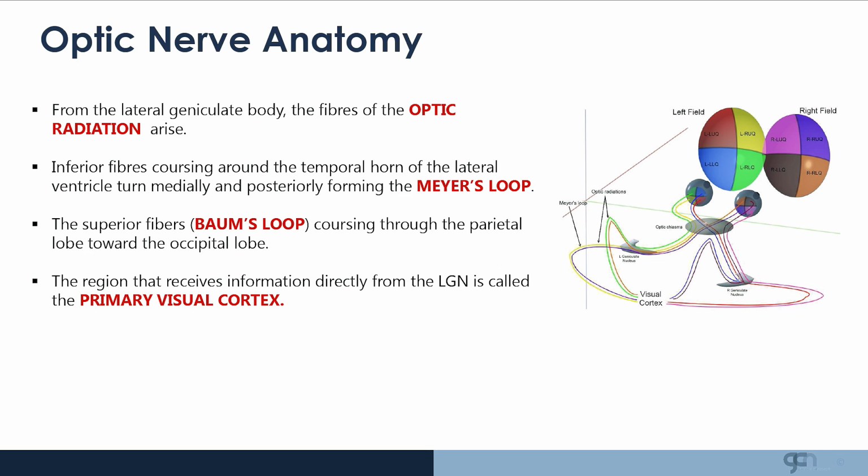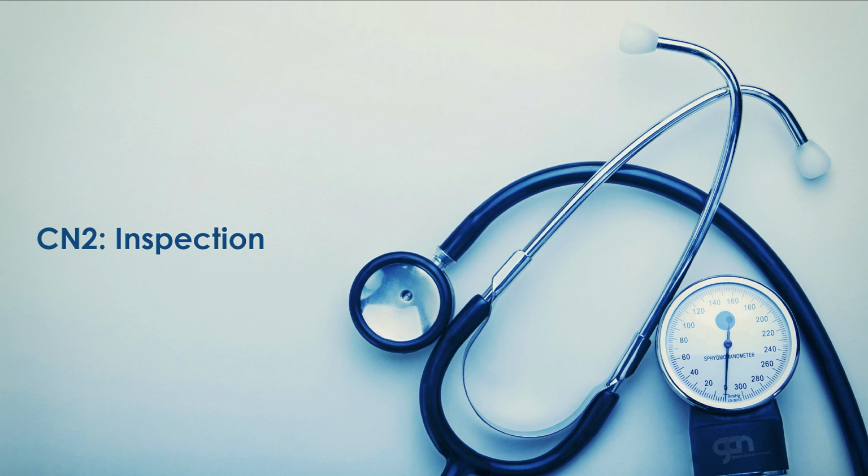The superior fibers, known as Baum's loop, course through the parietal lobe and then head towards the visual cortex. The region that receives all of this information from the lateral geniculate nucleus through these loops is known as the primary visual cortex. Now we're going to move on to the examination.